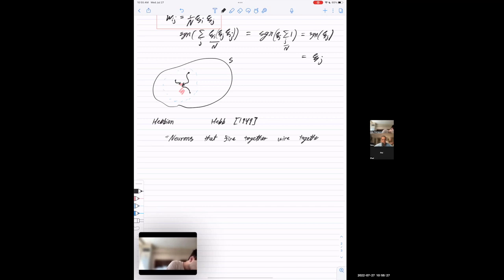What does that mean? It means that if the firing of given neurons is correlated, then there's likely a positive weight linking them together. And consequently, if it's anti-correlated, there's a negative weight. And if it's uncorrelated, there's zero weight linking them together.